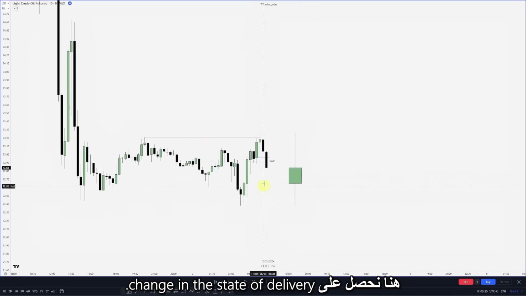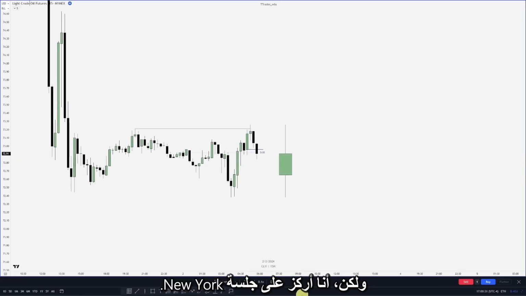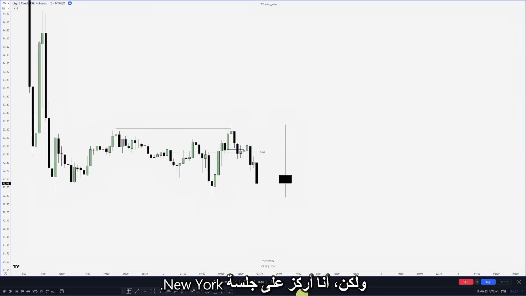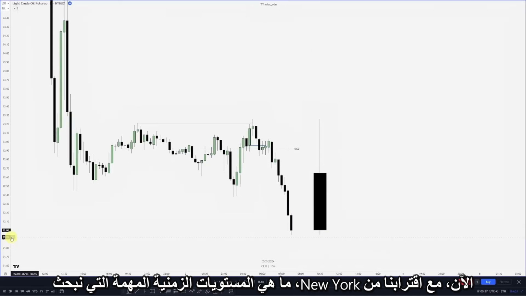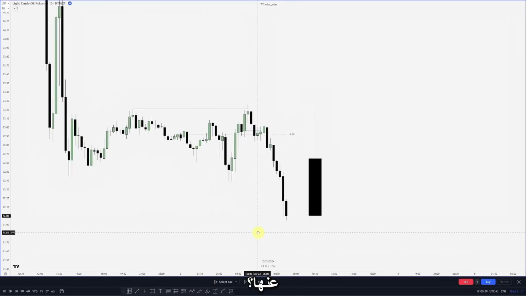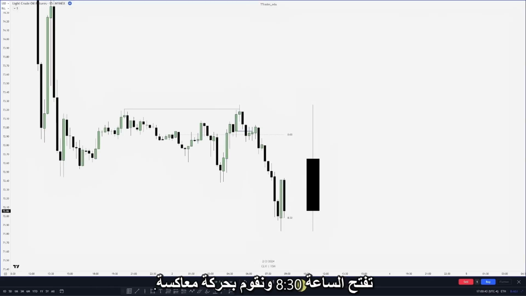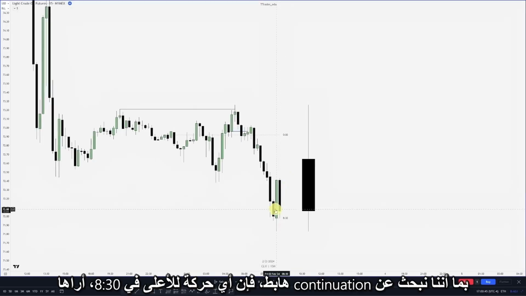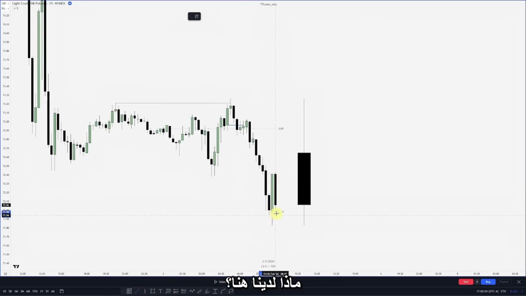Here we get a change in the state of delivery. So if I was trading the London, I could look to get onside with a short position here. However, I focus on New York session. Now, as we come into New York, what are the important time levels that we are looking for? 8:30, 9:30. So 8:30 opens and we make an opposing run, right? Since we are looking for a continuation lower and 8:30 moves higher, I see that as a manipulation move to continue lower. So what do we have right here?